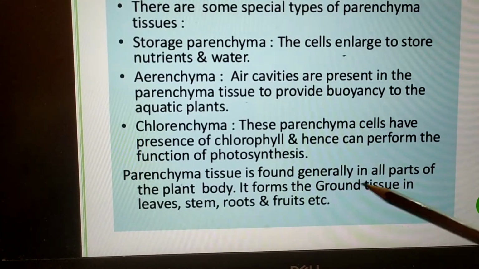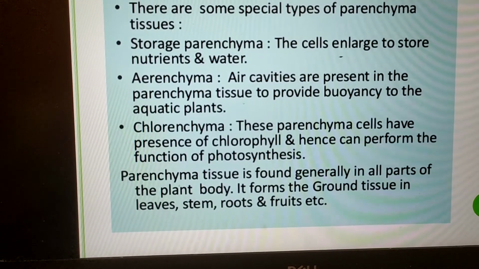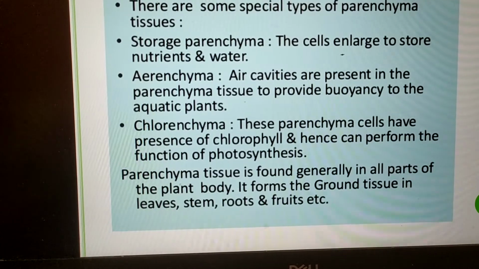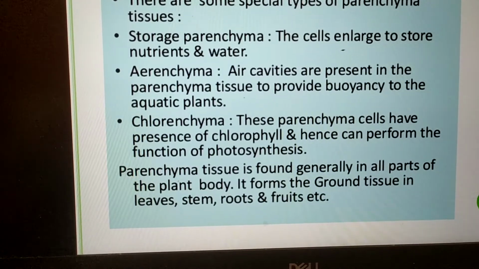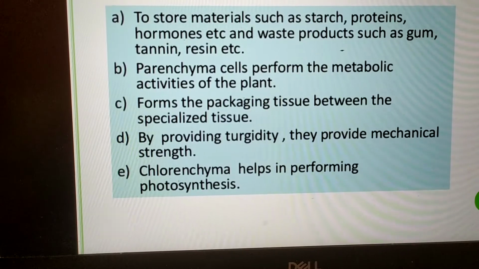Parenchyma tissue is found generally in all parts of the plant body. It forms a ground tissue in leaves, stems, roots and fruits. What are the functions of parenchyma?